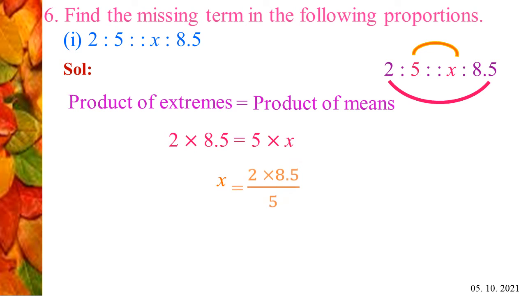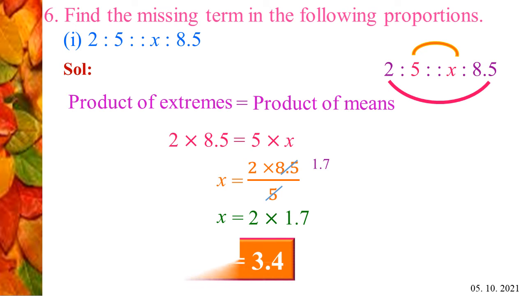Here x equal to 2 into 8.5 by 5. Here 5 transpose to LHS, it becomes divide. So we get x equal to 2 into 8.5 by 5. Now cancel the common factors. Common factor of 5 and 8.5 is 5. Take 5 table. 1 5s are 5. 17 5s are 85. Here have point. So x equal to 2 into 1.7. Now multiply the values. We get 3.4. So x equal to 3.4. The missing term is 3.4.